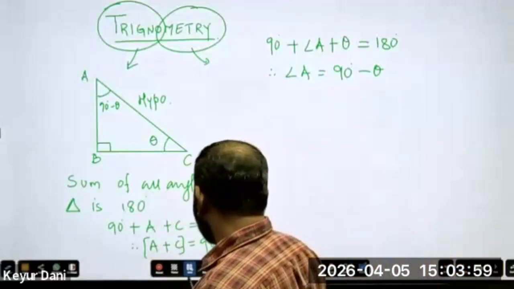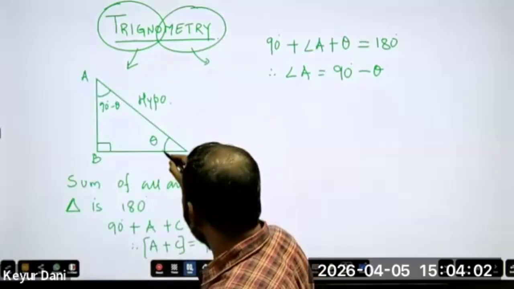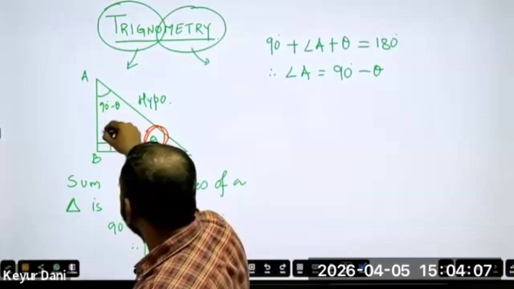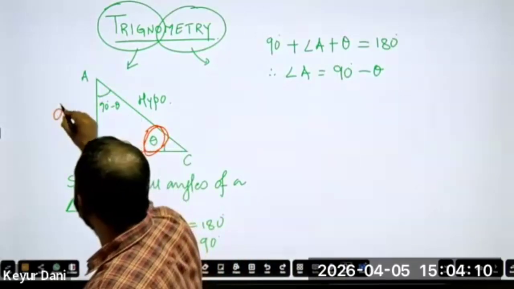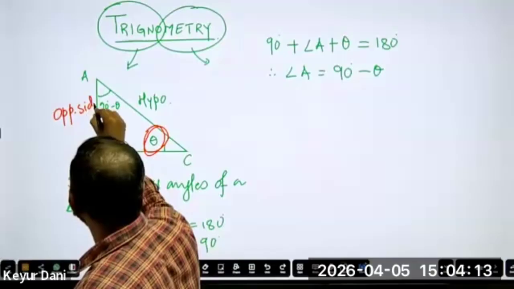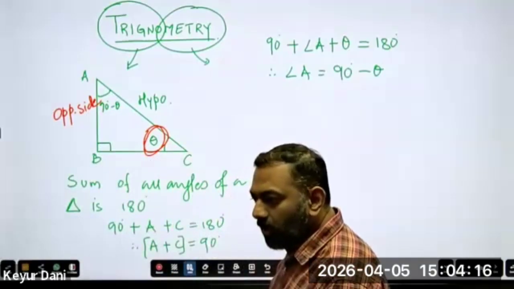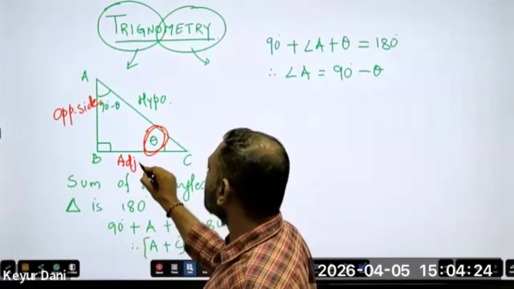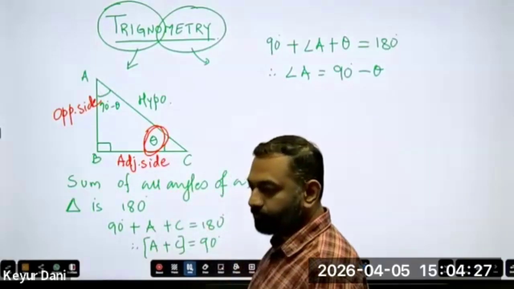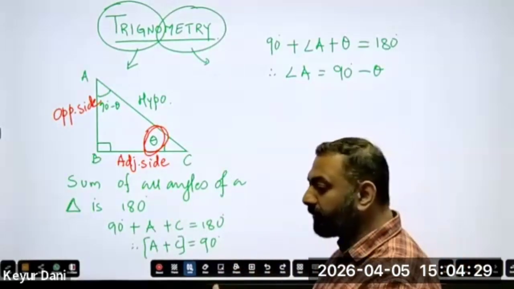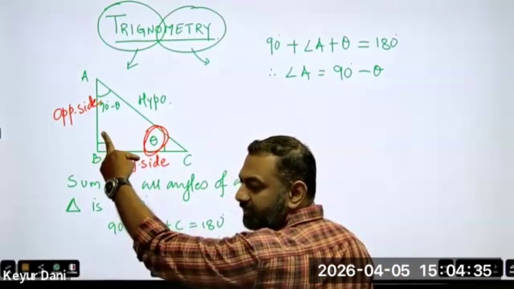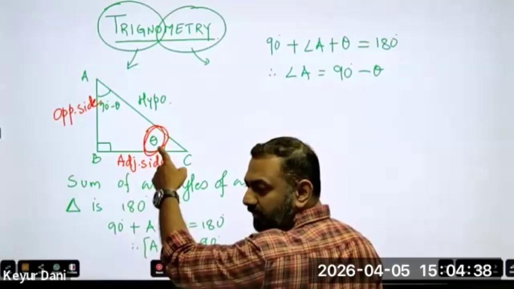Now, if we consider this angle, remember, I am considering this theta. For this theta, this side AB is called the opposite side. And for this theta, this side BC is called the adjacent side. Understood? But remember this one thing, that both these sides, opposite side and adjacent side, are with respect to this angle theta.